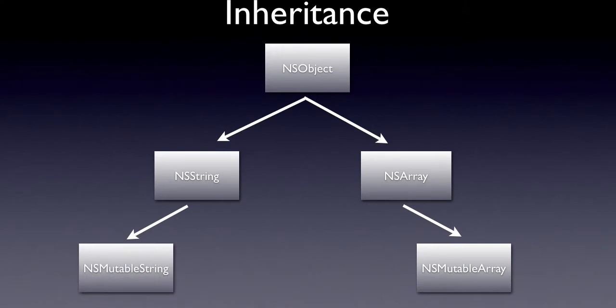And NSMutableString has all of the properties and methods of NSString and all the properties and methods of NSObject plus some of its own. Likewise, NSMutableArray has all of the properties and methods of NSArray and all of the properties and methods of NSObject. And you can also create your own subclasses of these, which we will go into more depth in a later episode.